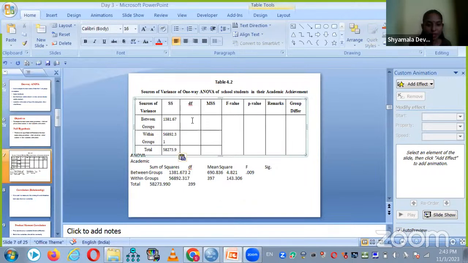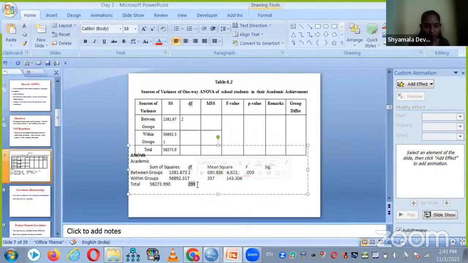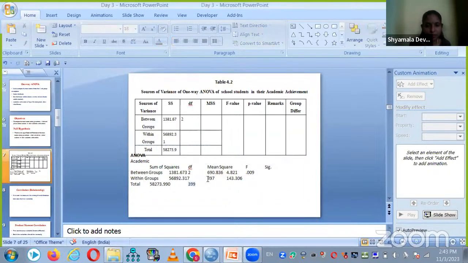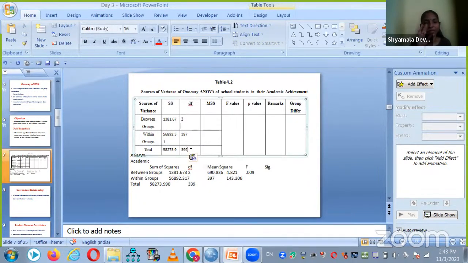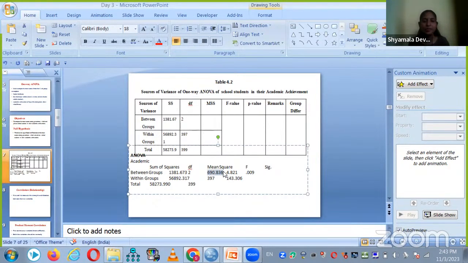And degrees of freedom, between groups, we are going to compare only 2. So it is 2. And within groups, so here it is. So 397. And the total df is 399. So for degrees of freedom also, we have a separate formula, and I'm not going to touch it because everything will be accumulated in the SPSS table. So no need to calculate the degrees of freedom manually. You just take down the values as given in the SPSS table.